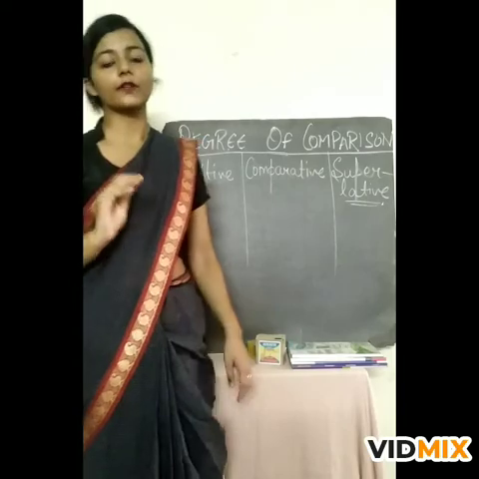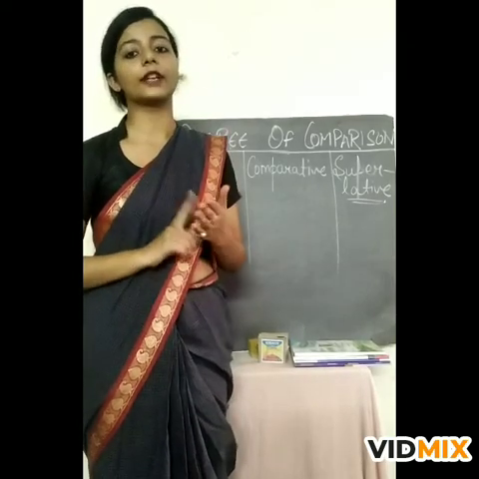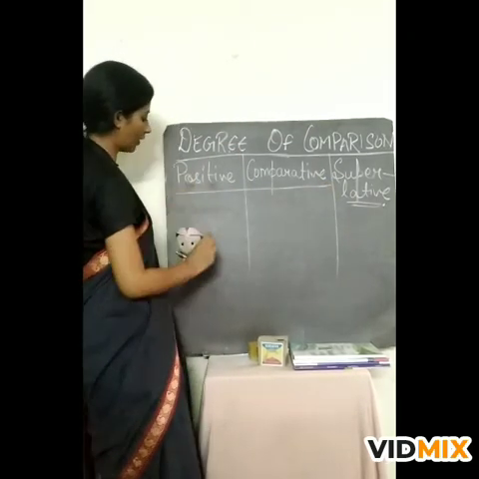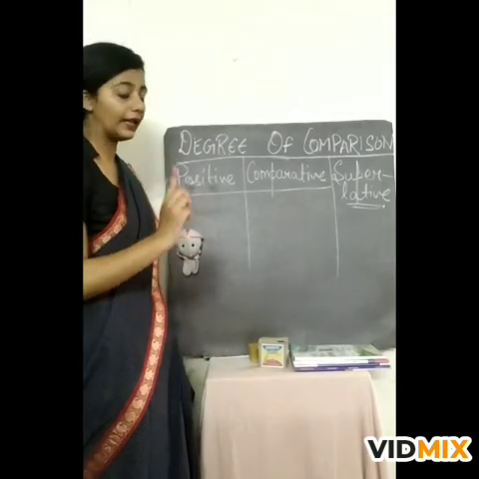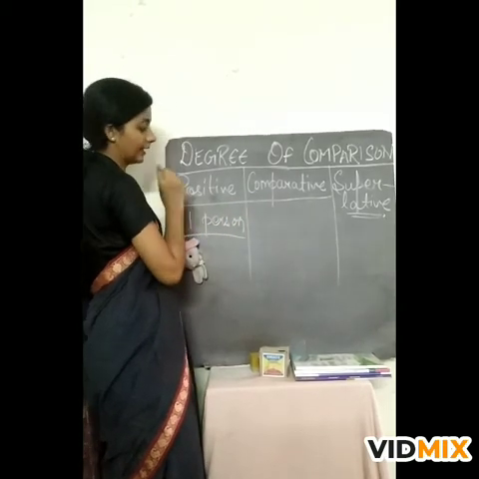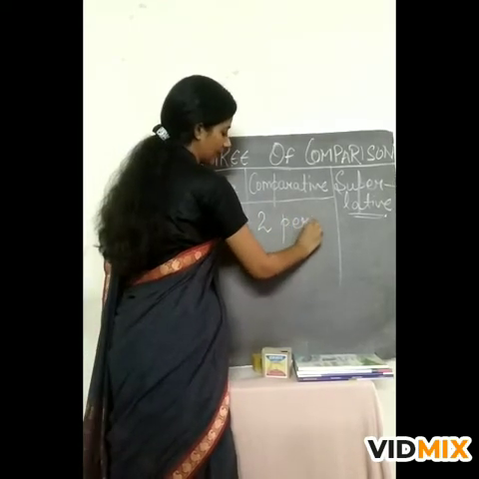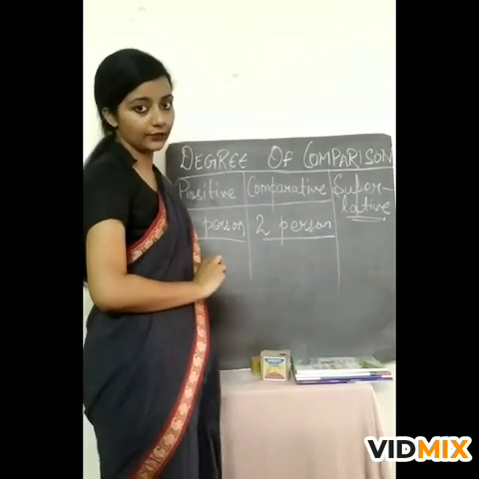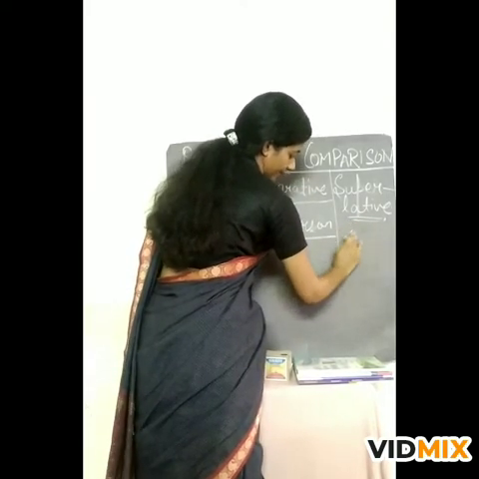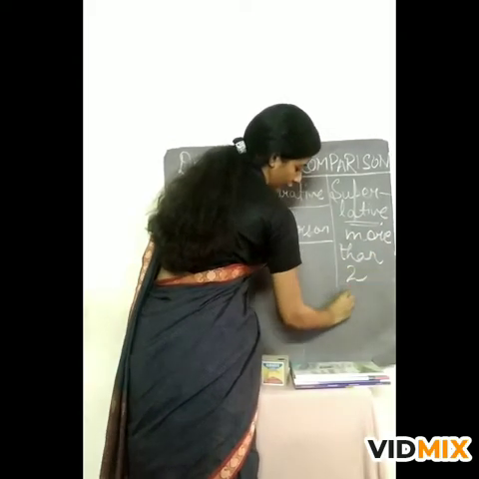Now my dear students, note one thing very carefully. We are going to change the degree of comparison only of the adjective of quality words. Okay? Now, in the positive degree of comparison, we will talk about only one person. We will compare only one person. In the comparative degree, we will compare two persons. And in the superlative degree, we will compare more than two persons.